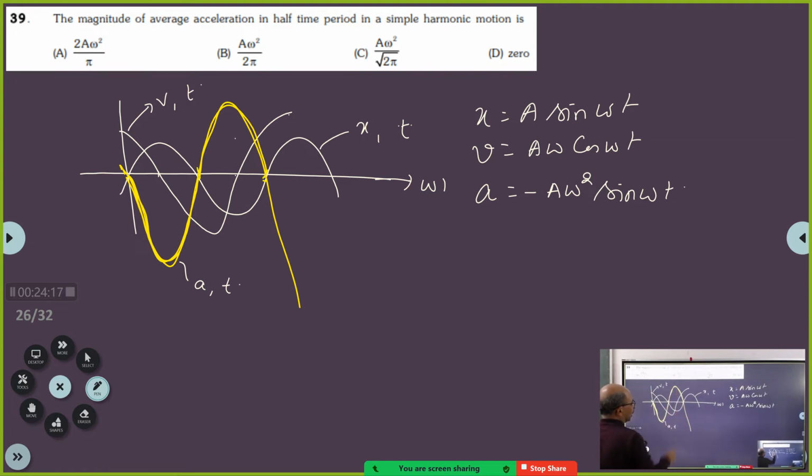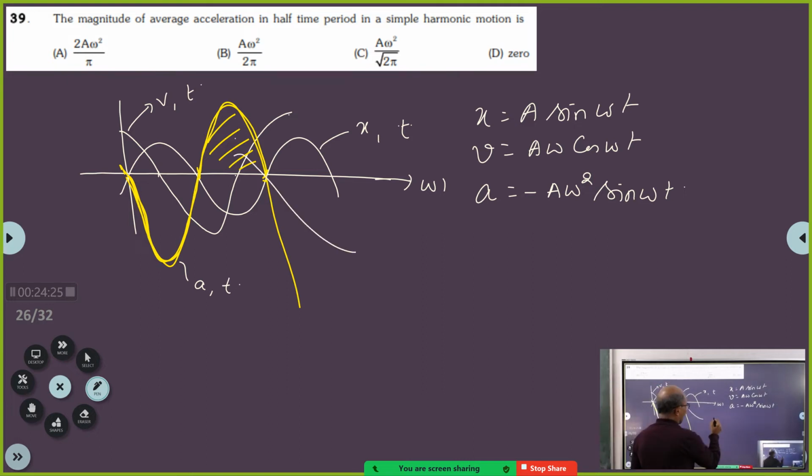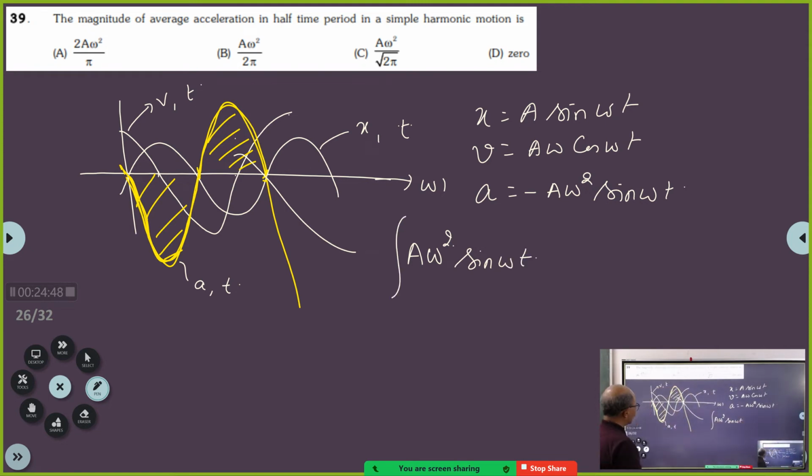So how will you get the average value of this function x versus t? So you must get this area, right? So what will be the area? Or else you take this area, better. Okay, so what will be this area? Because the function is what? A omega square, leave aside the sign here, A omega square sine omega t. What is the area under the curve? You have to integrate it. So what is the integration value here? 0 to pi, because this value is pi.